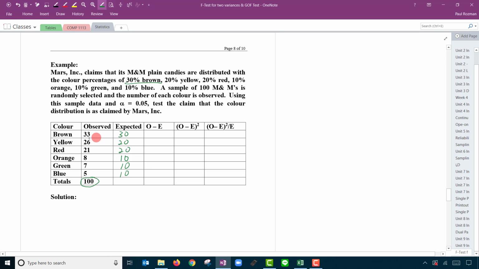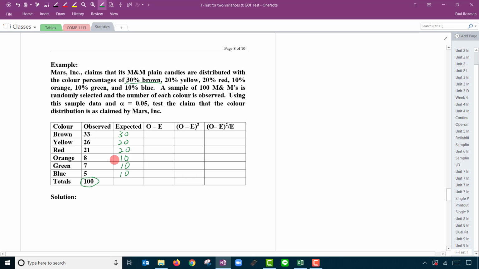Are our numbers close enough to these expected values for us to conclude, yeah, we believe you, M&Ms, that's the distribution of the colors? Or are our values different enough where we say, I don't think they're telling the truth. I think they're putting too many brown ones in there, for example. In order to do the chi-square test for goodness of fit, we need to calculate that test statistic.